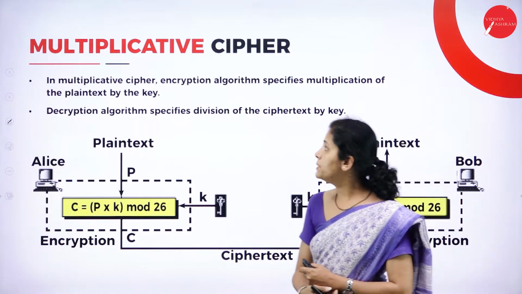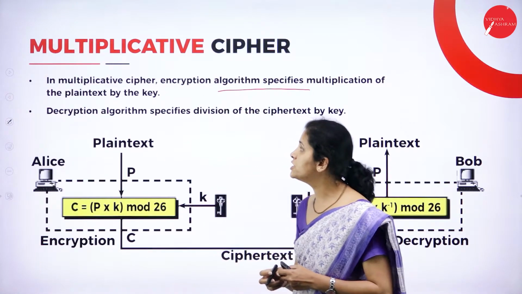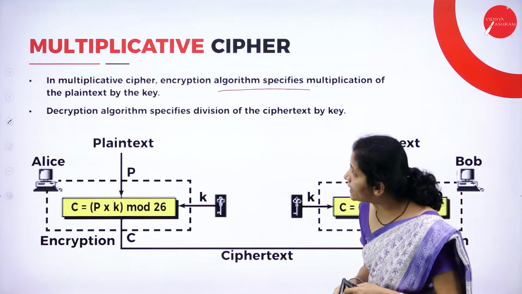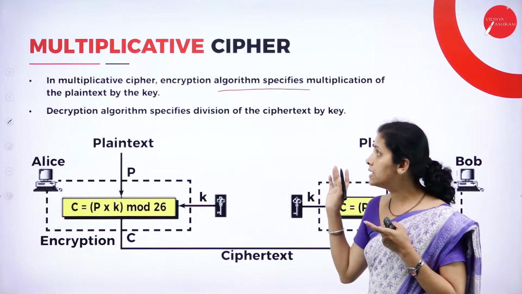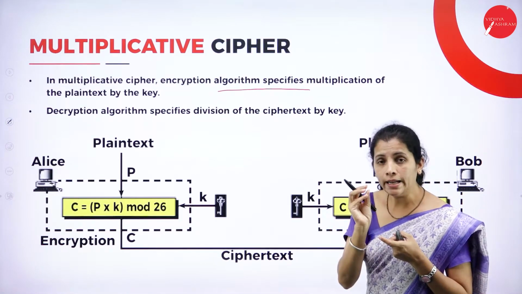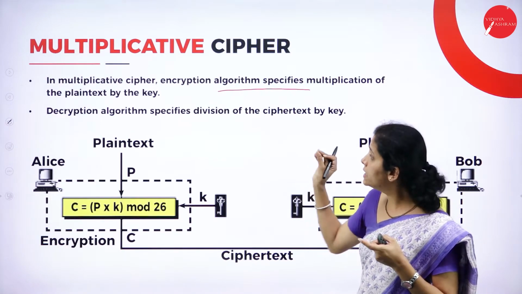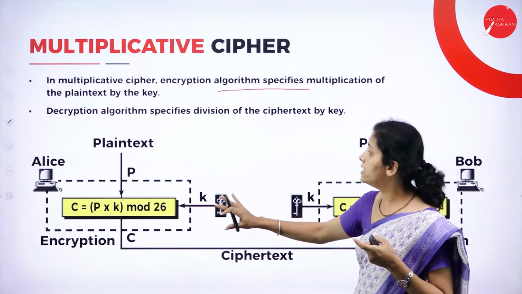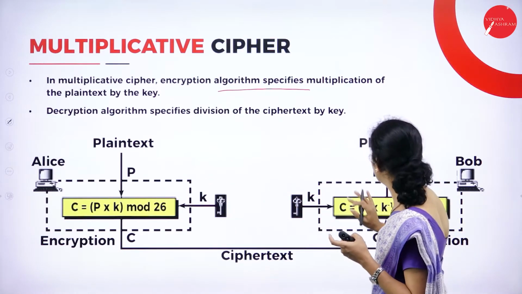So, in multiplicative cipher, the encryption algorithm specifies multiplication of the plain text by the key. So, dear student, please make a note here. If I consider additive cipher, I am going to have the plain text value along with the key. So I am going to add, but here I am going to multiply at the sender side. That is the encryption algorithm. And what about the decryption algorithm?